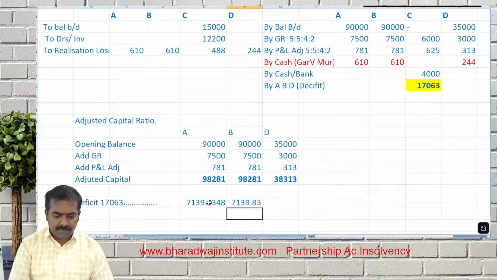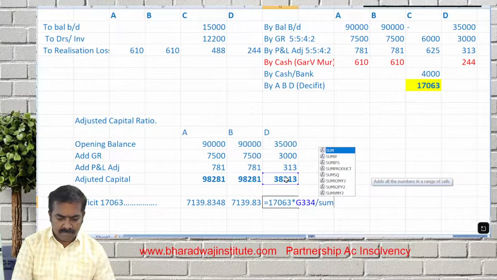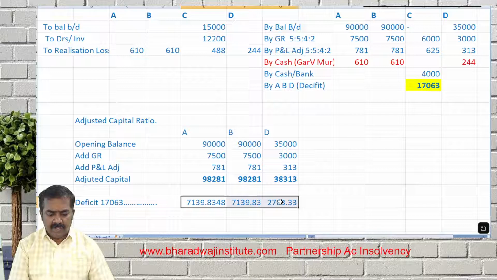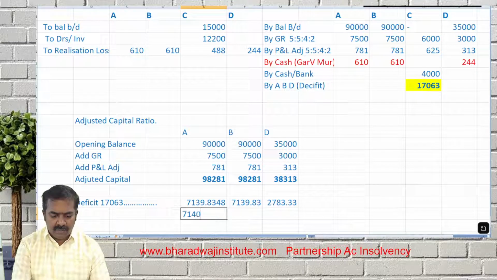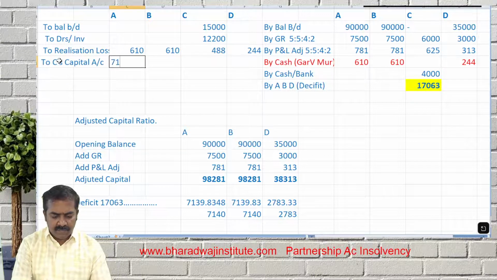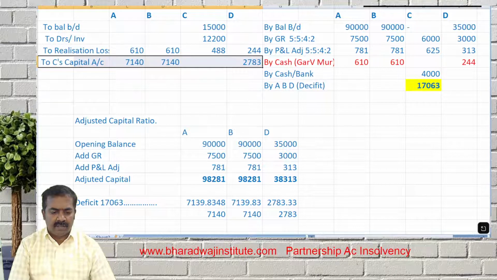Seven thousand 140, the last one. 2,783. So the answer is 7,140, then 2,783. Okay, so this is C's capital account. To C's capital account, how much should be borne? 7,140, then 2,783. This is the loss due to insolvency borne by the solvent partners.